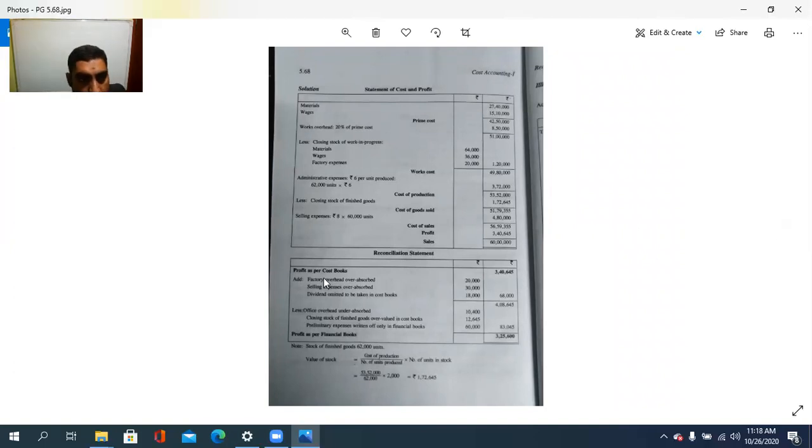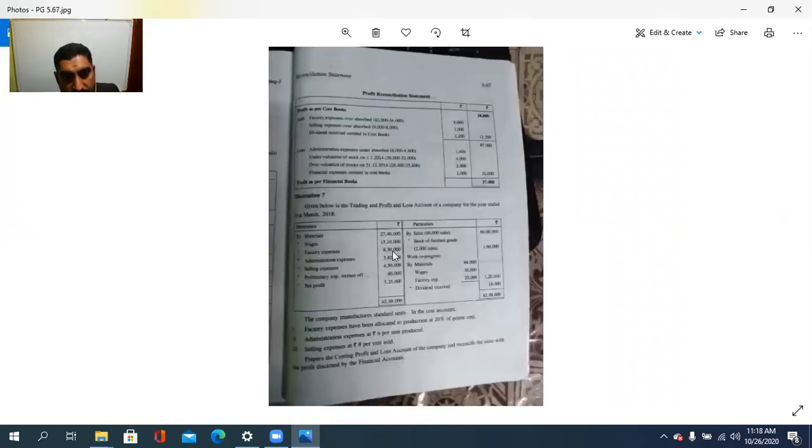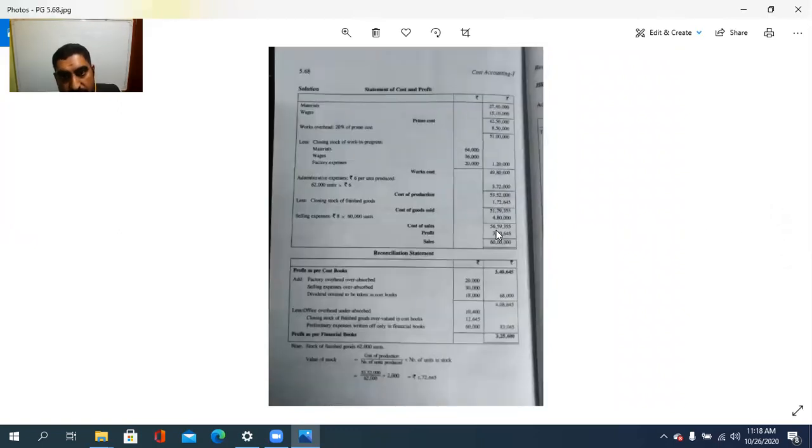So here in the statement of costing profit, there is works overhead of 8,50,000. Keep it in mind, 8,50,000 is the works overhead. But here factory overhead is 8,30,000. So there's a difference, isn't it? 20,000, there is a difference.